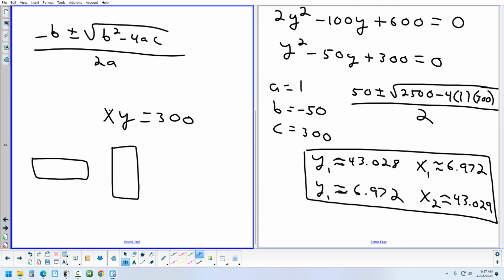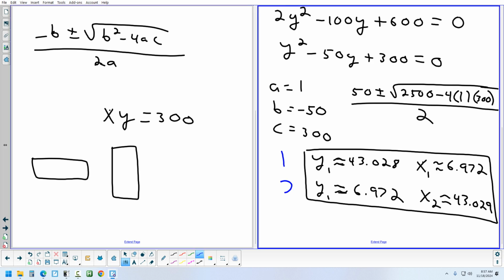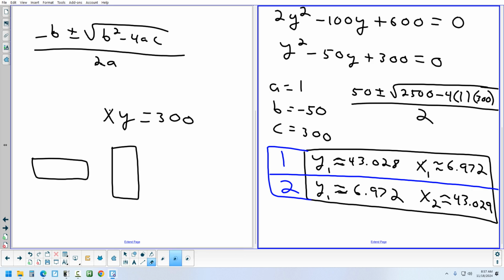All right, so any questions on how we found the first answer and the second answer? And you can write it like that. A lot of times I just put it in a table if there's more than one answer and just organize it like that. Whoops, I meant to put a 2 there. Sorry about that. So the top row is my first answer, bottom row is my second answer.